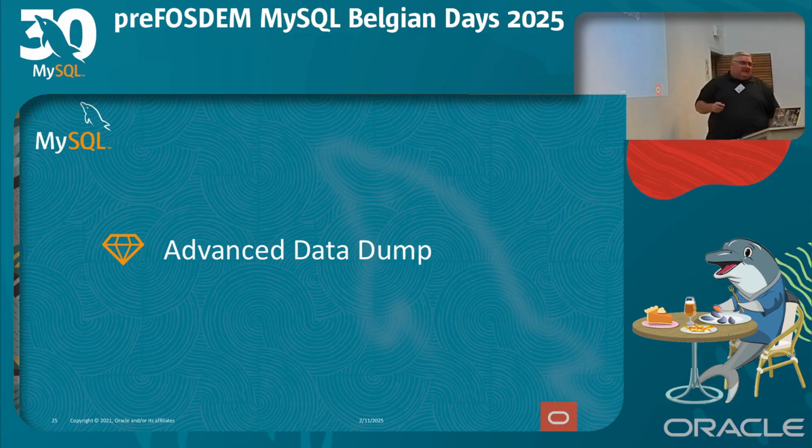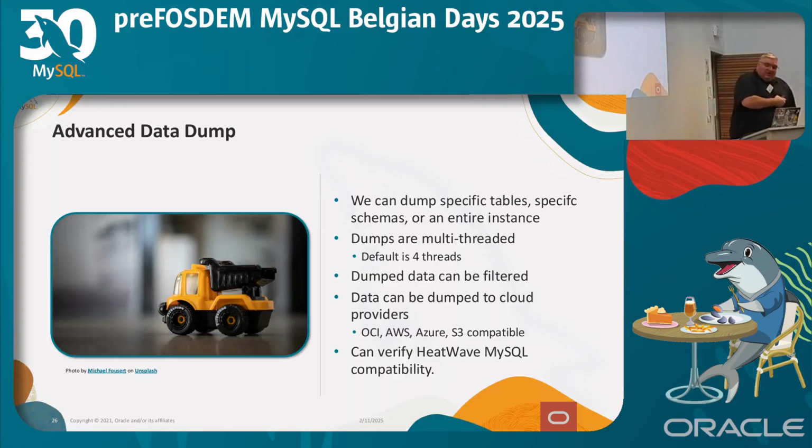We can do advanced data dumping with MySQL Shell. And this is the feature I use a lot because I transfer stuff between databases a lot, and it's very easy to do. So with the advanced data dump, we can dump specific tables, specific schemas, or the entire instance that exists on your server. Now, when you do dump instance, it will not dump the system tables. So mysql, sys, performance_schema, those will not get dumped. The dumps are multi-threaded. If you don't specify the number of threads, it defaults to 4.